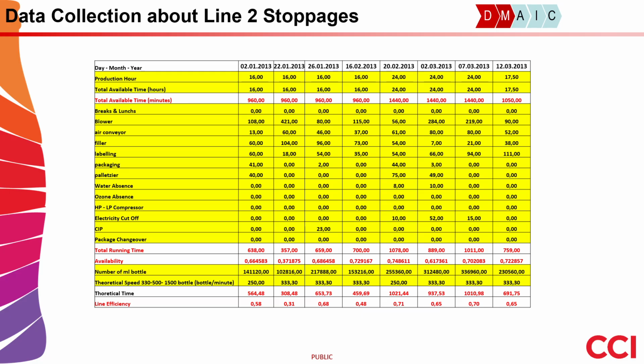So the total running time becomes 638 minutes and the availability comes to 66.45%. The number of bottles filled is this, and the theoretical speed is 250 bottles per minute. So the line efficiency comes to 58%. So we have this sort of data, mainly the stoppages, available time, machine speeds, and line speeds, and in this way we will be able to calculate the line efficiency of this particular line.